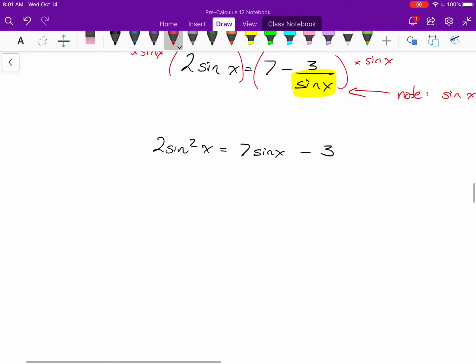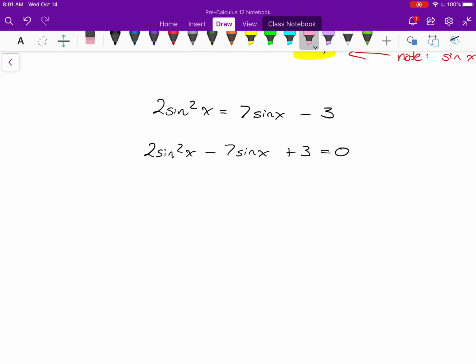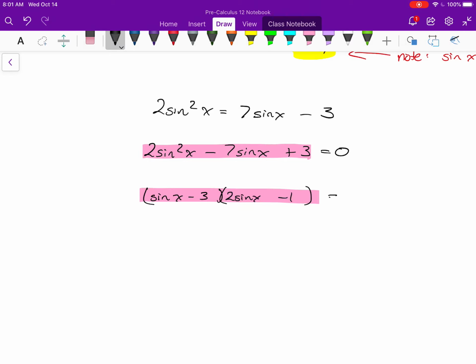Well, now I have the makings of a quadratic equation again. So let's bring everything to one side and make it equal 0 and factor this. And again, factoring this is the same as factoring 2x squared minus 7x plus 3. Should take a couple of steps. But the factors of this, you should end up with sine x minus 3 for one factor and 2 sine x minus 1 for the other. And again, this all equals 0.